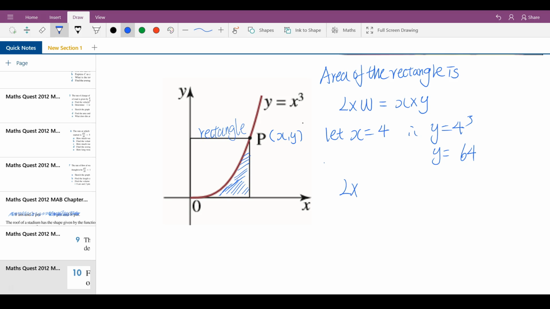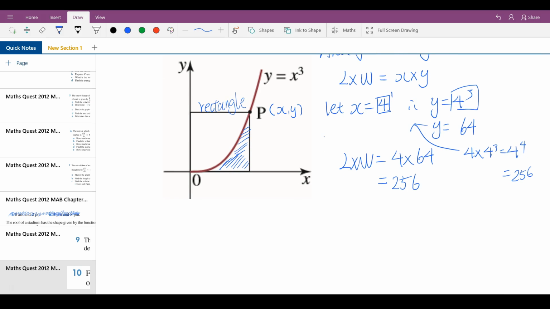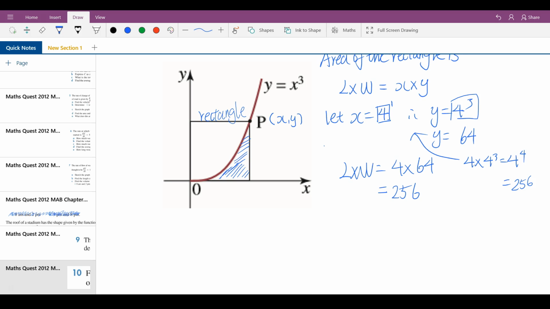So the area is equal to 4 times 64, which is 256. Now, if you realize, this is our x and this is our y, which is to the power of 1. So length times width is just that times that. Here it is just 4 times 4 cubed, which gives you 4 to the power of 4. Therefore, it's 256. So we've got an area for the rectangle now.